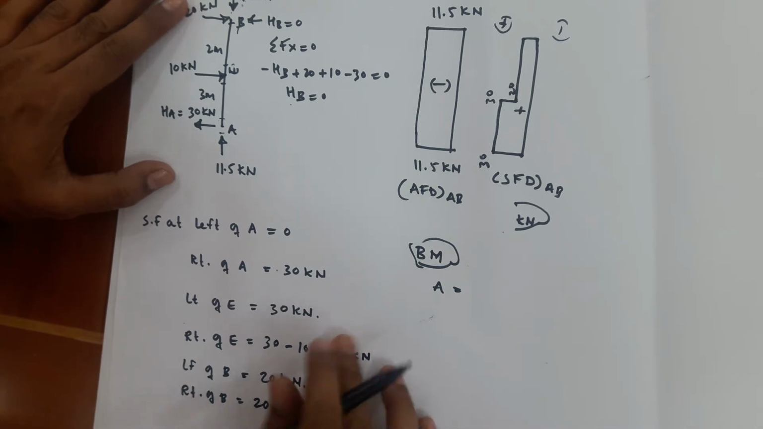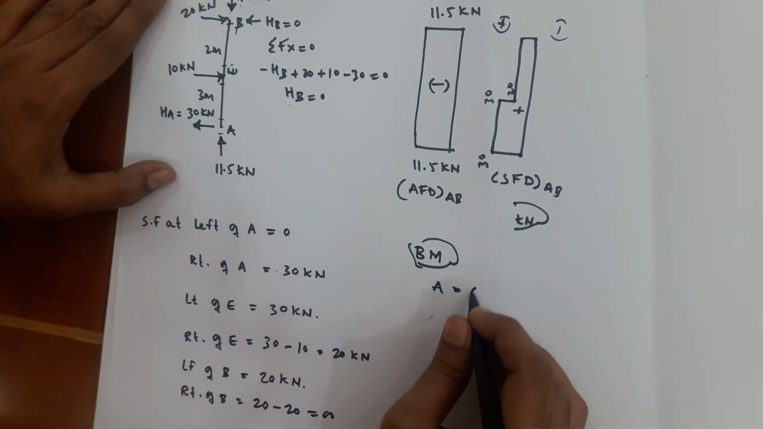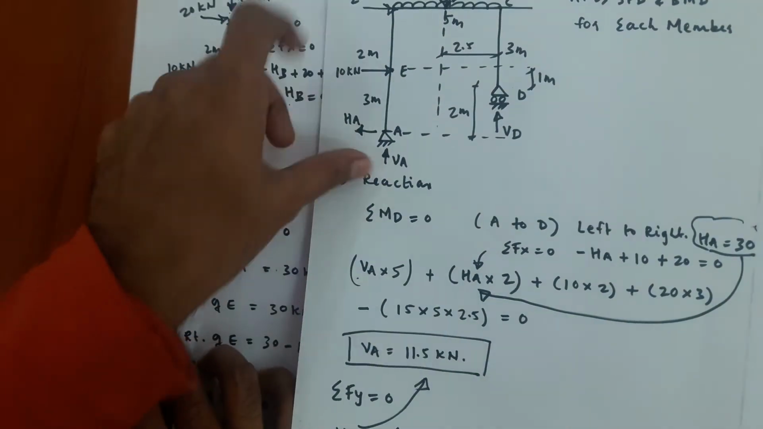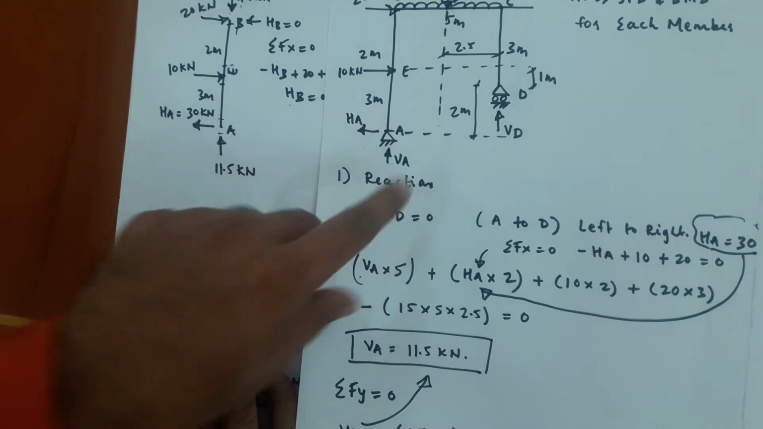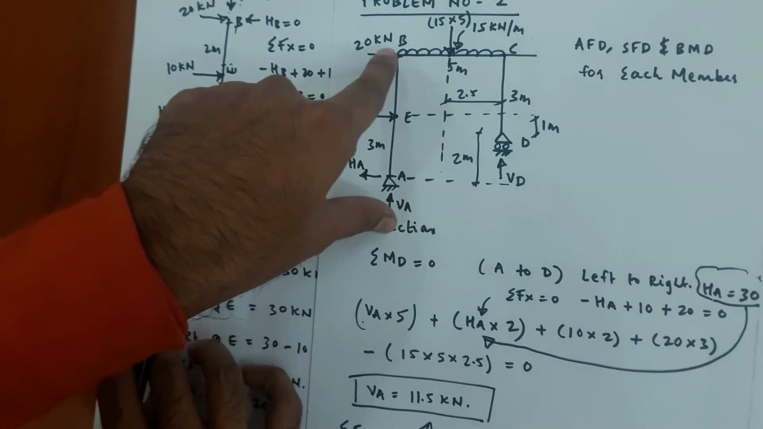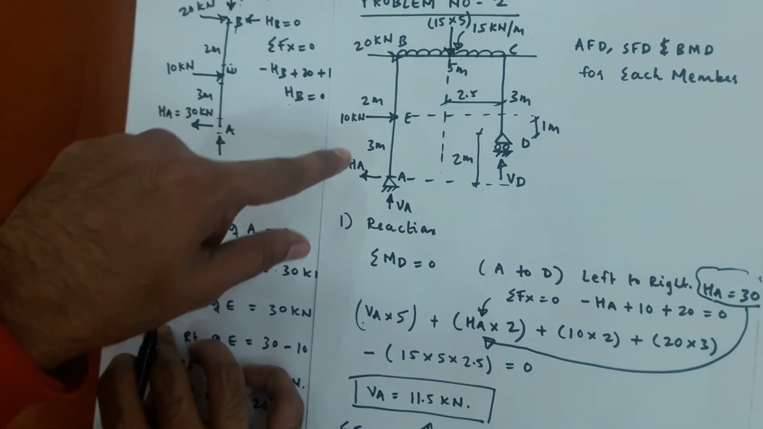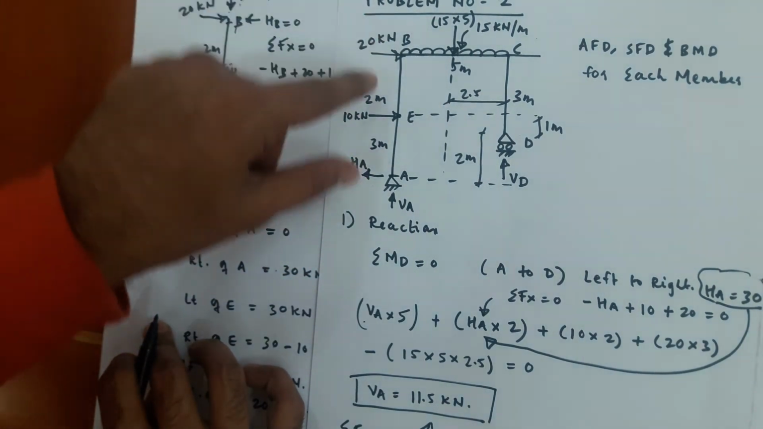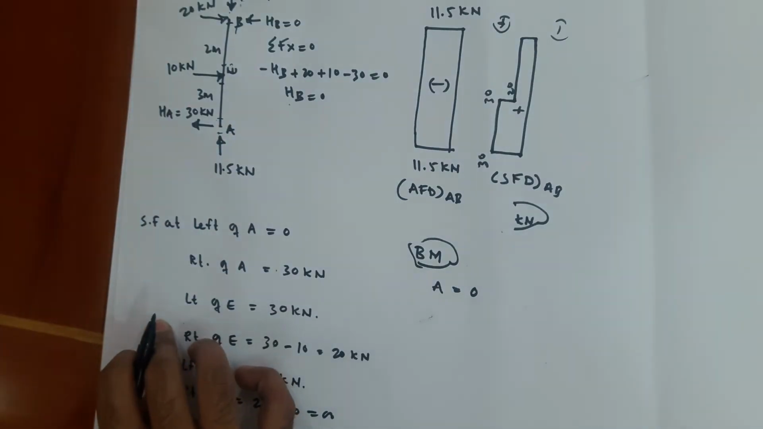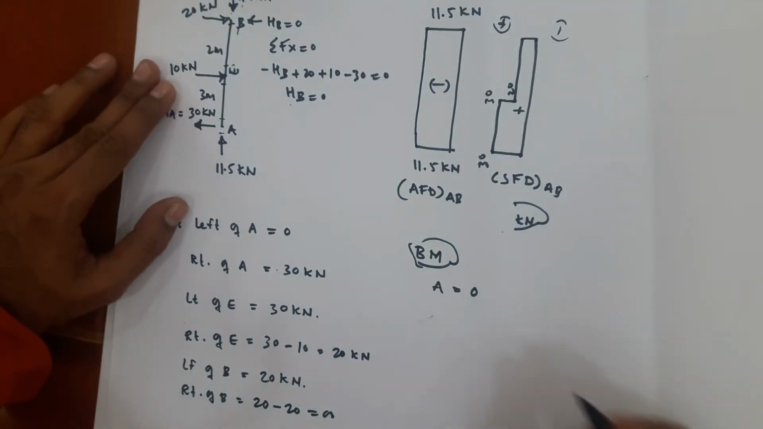Bending moment at A is equal to 0. Why is it equal to 0? Because it is a hinge support. We know at a hinge support the bending moment is equal to 0. We have to calculate the bending moment at E and the bending moment at B because those are rigid joints. B is a rigid joint, E is also rigid. So bending moment at A is equal to 0.